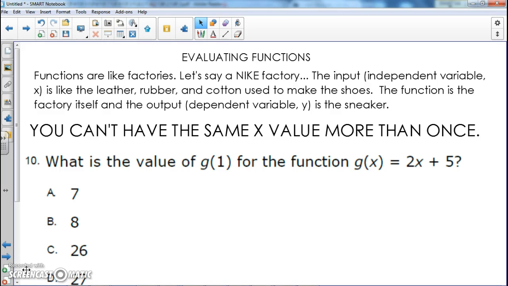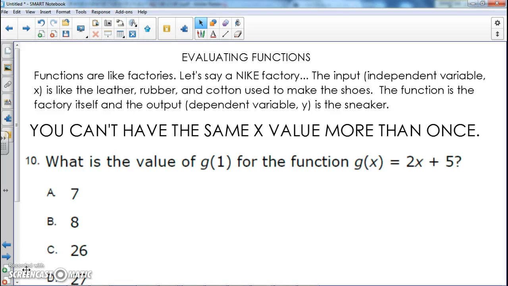Going back to the analogy I used a little while ago, if you put the same leather, rubber, and cotton into the same factory, it's going through the same processes, then you're going to get the same shoe as the result. You can't put in the same materials and get a different shoe. So you can't have the same X value more than once.